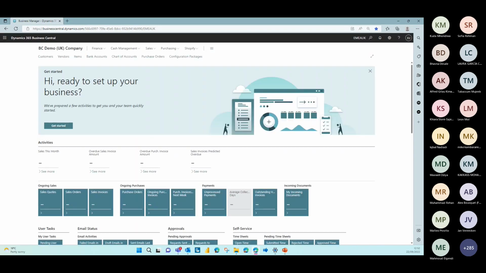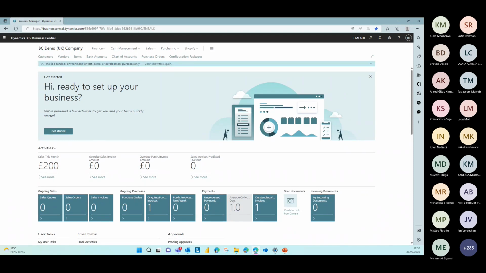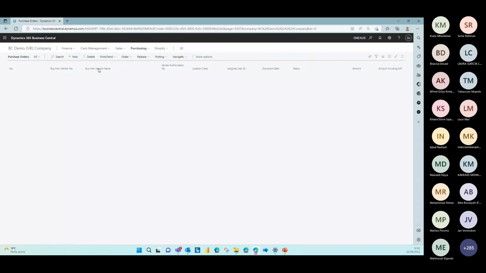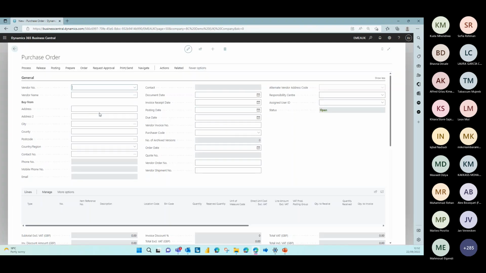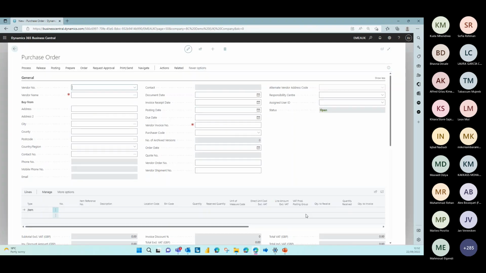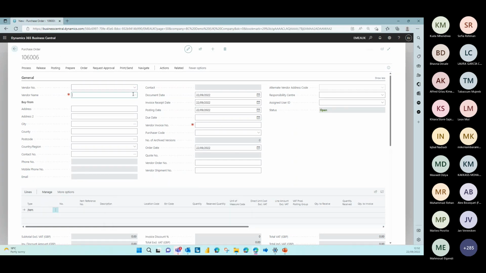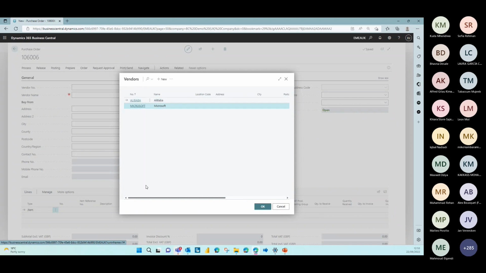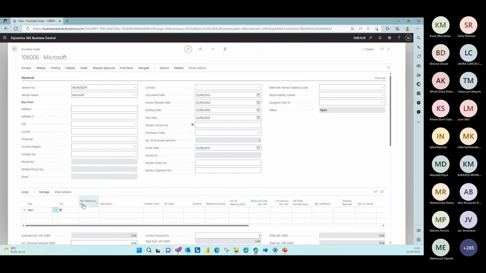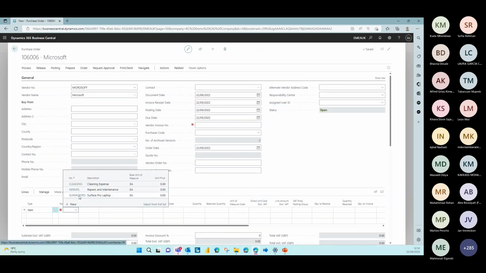So here, if I go to the purchase order, for example, and you have more than one line. Am I sharing my screen? Yes, you are. Okay, cool. So say, for example, let's use Microsoft. It's easier.